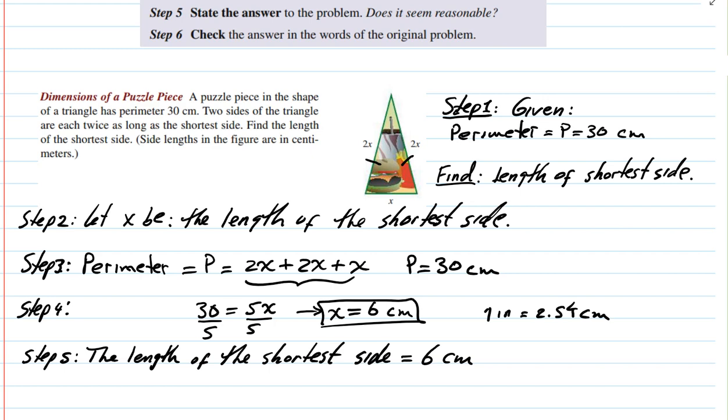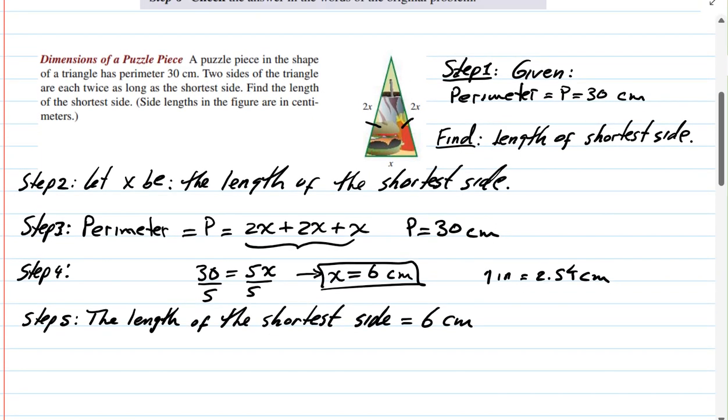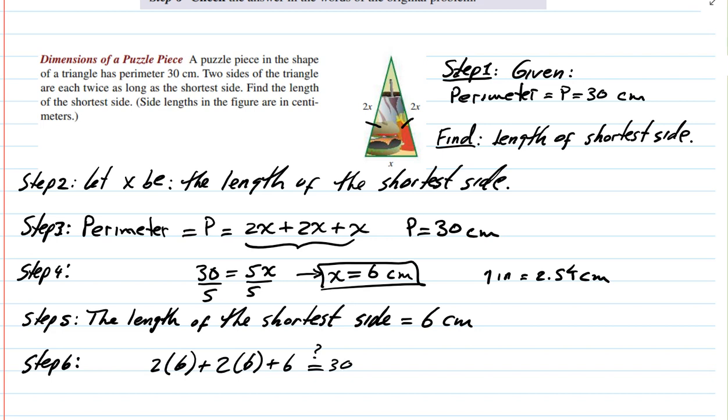Now to check, that would be step 6. And in step 6, our check would be this. Well, when I do 2 times 6 plus 2 times 6 plus 6, right? The 2 longer sides and the shortest side. Will this equal 30? Notice I have a question mark because we're trying to verify. That's 12 plus 12 is 24, and 6, 30. So that is true. It checks. Therefore, the answer is reasonable, and we have solved this word problem.